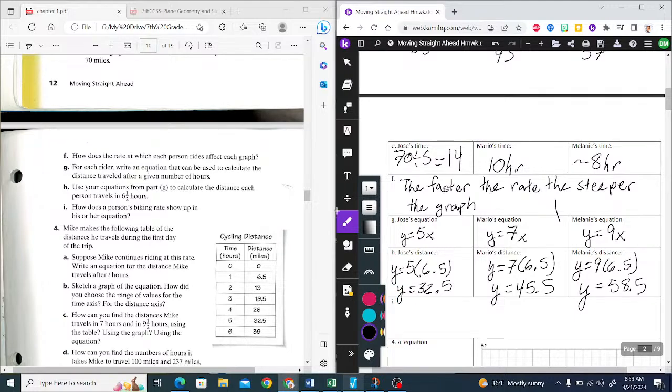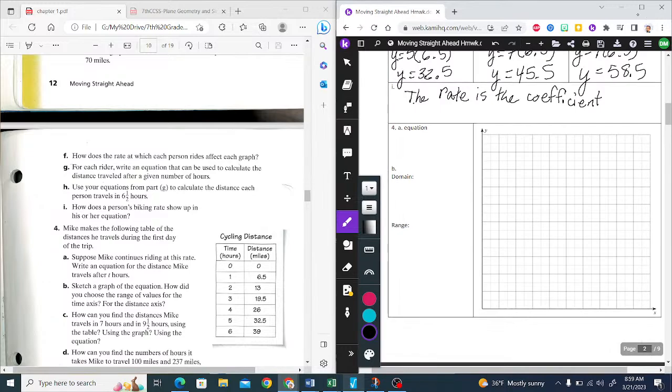So how does each person's biking rate show up in the equation? The rate is the coefficient. All right.